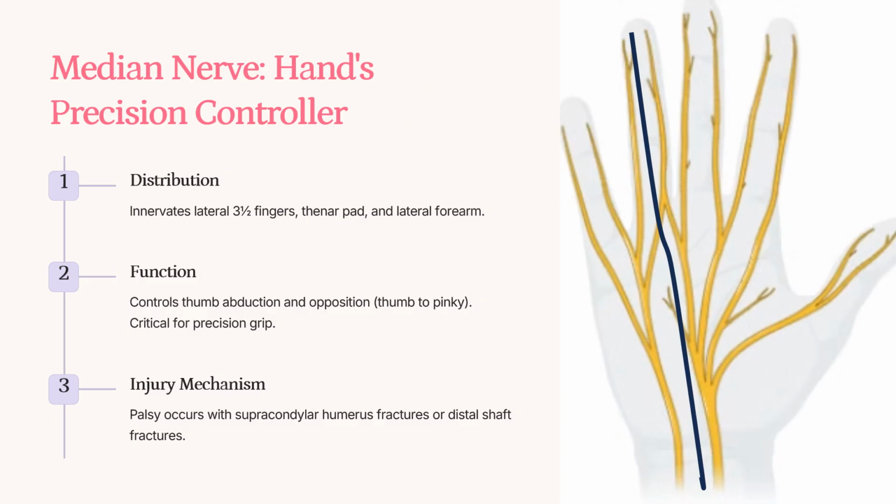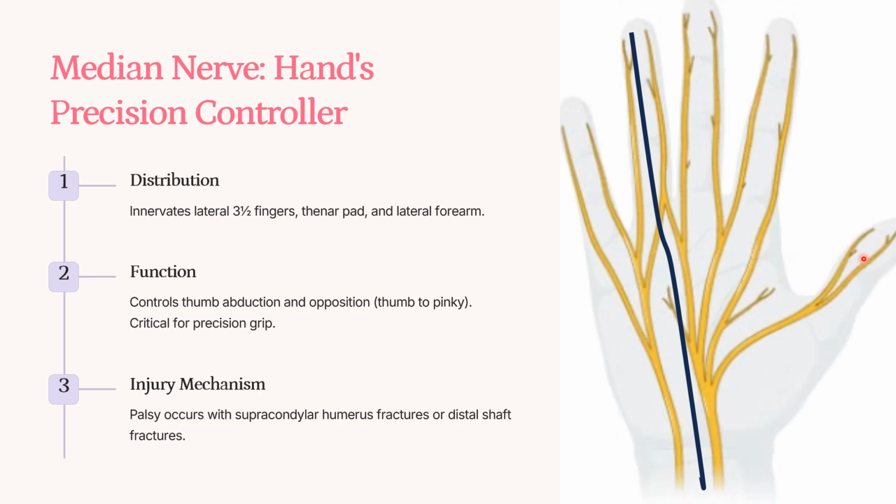So now we will be seeing about the median nerve. The median nerve innervates the lateral 3.5 fingers. As you see here, for 1, 2 and 3, this is the median nerve, which is innervating the lateral 3.5 fingers, clearly demarcated by this blue line.